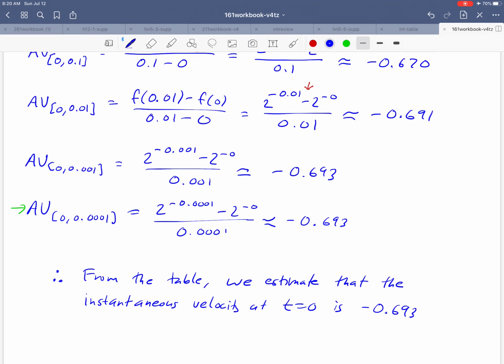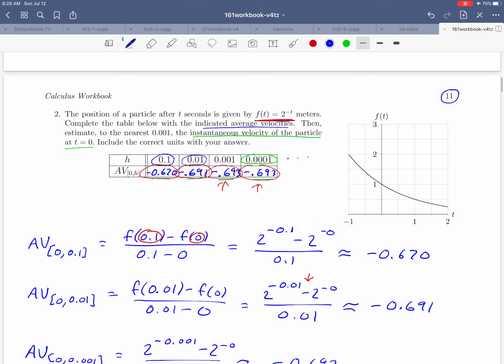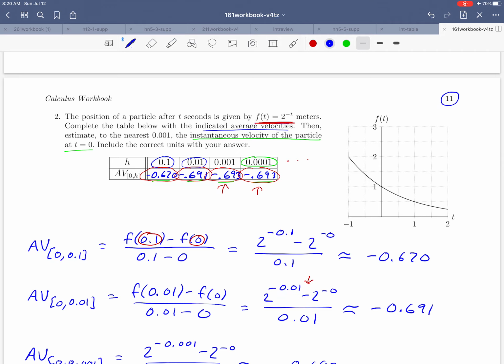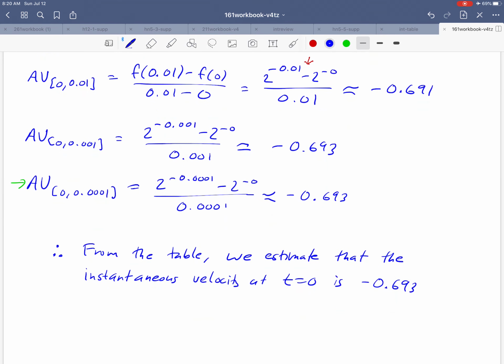Now one thing that we didn't do in the answers above is units. What should the units be in this problem? Well, if you look at the units that we were given, position was measured in meters, time is being measured in seconds, so we should get units of meters per second for all of these velocities that we're talking about.